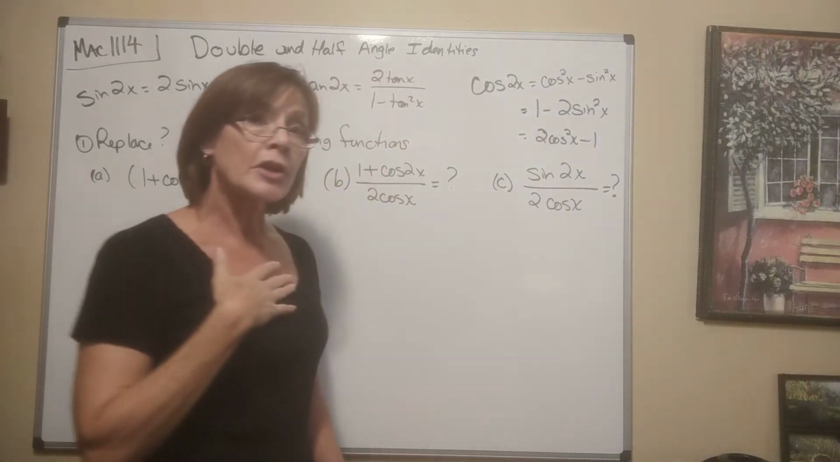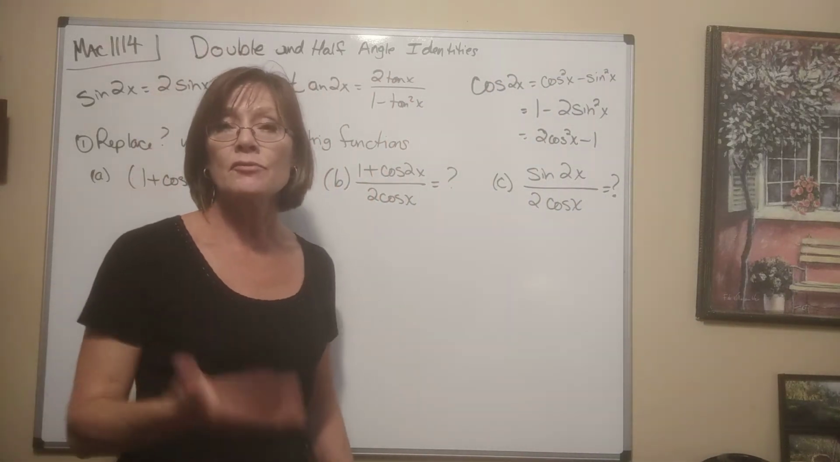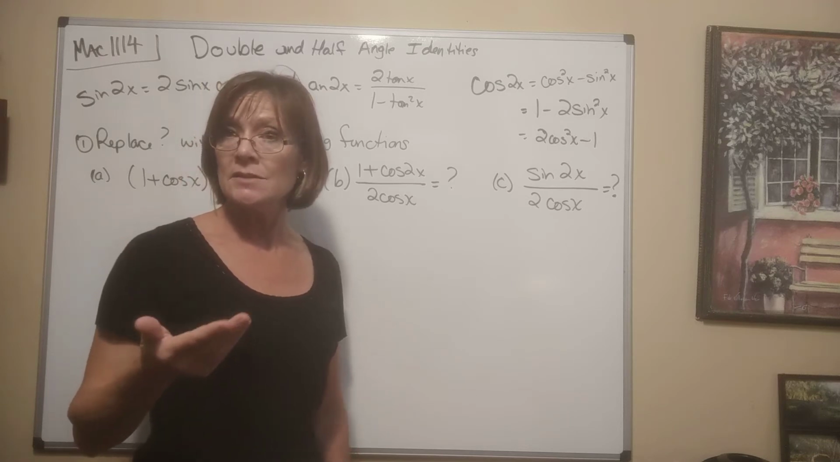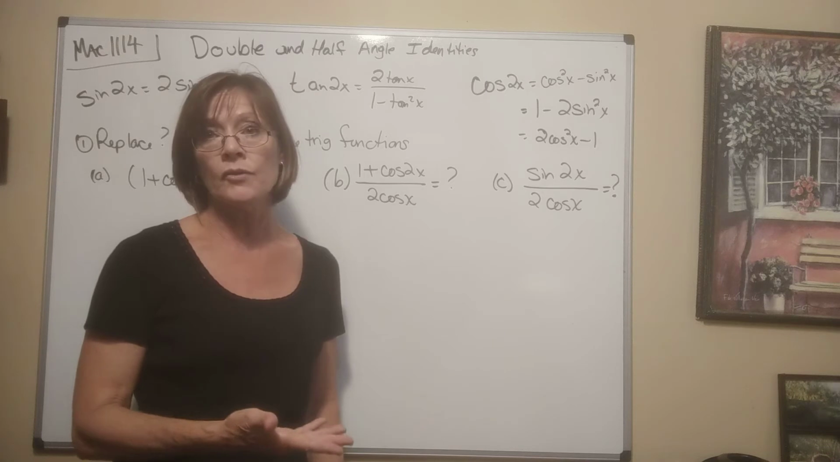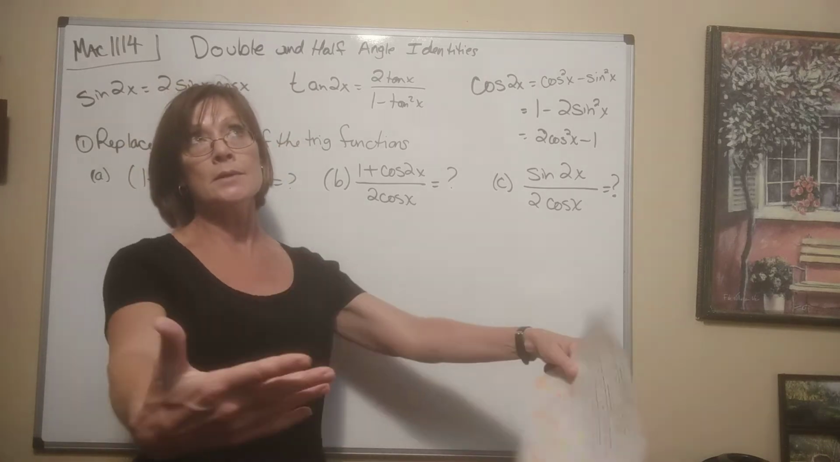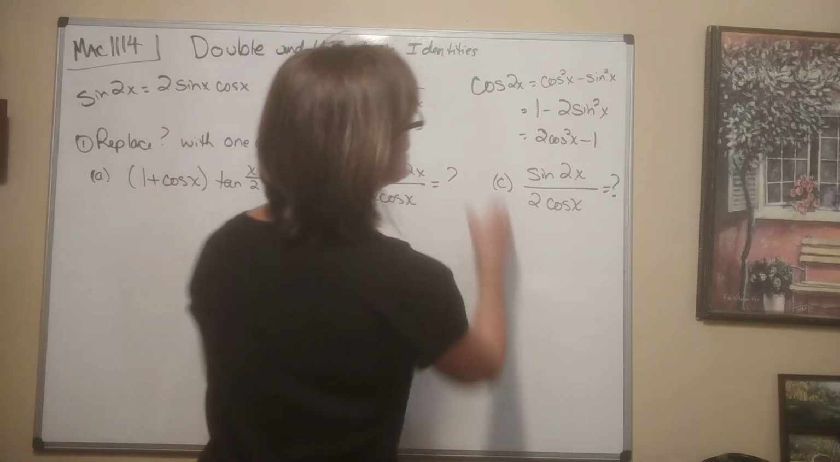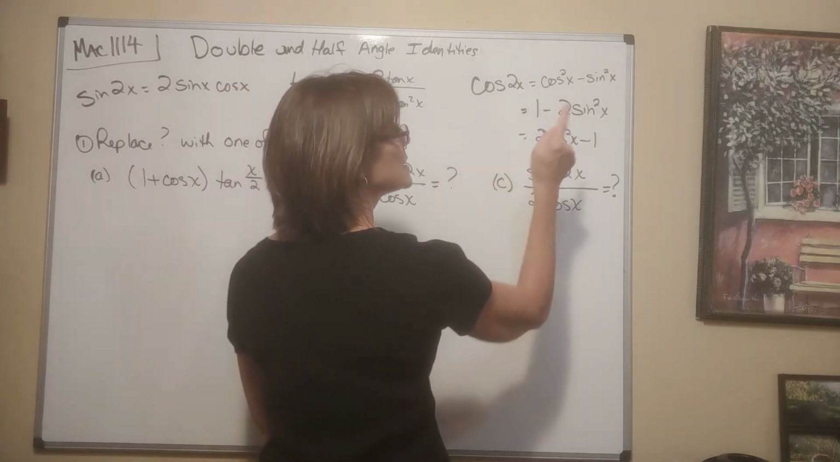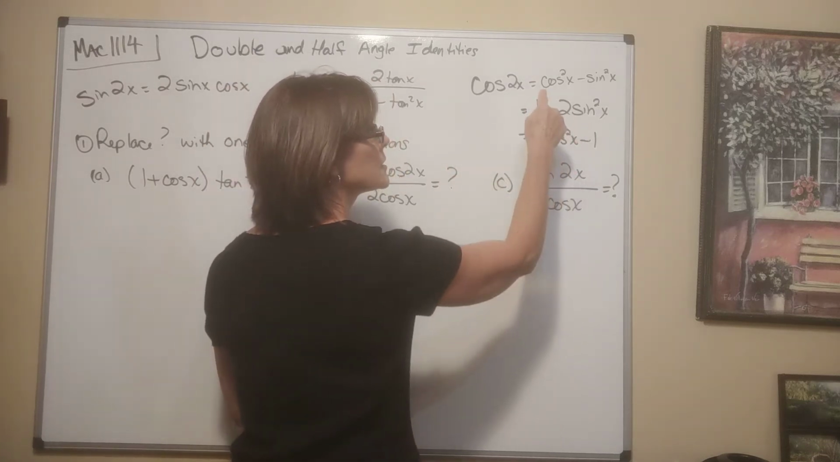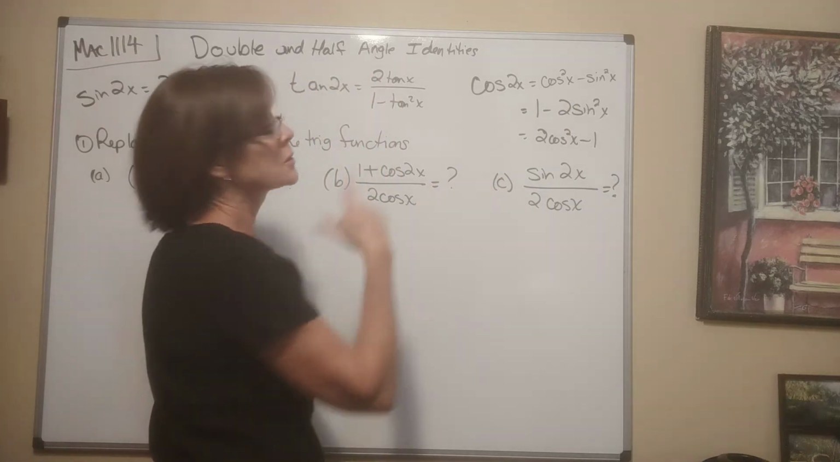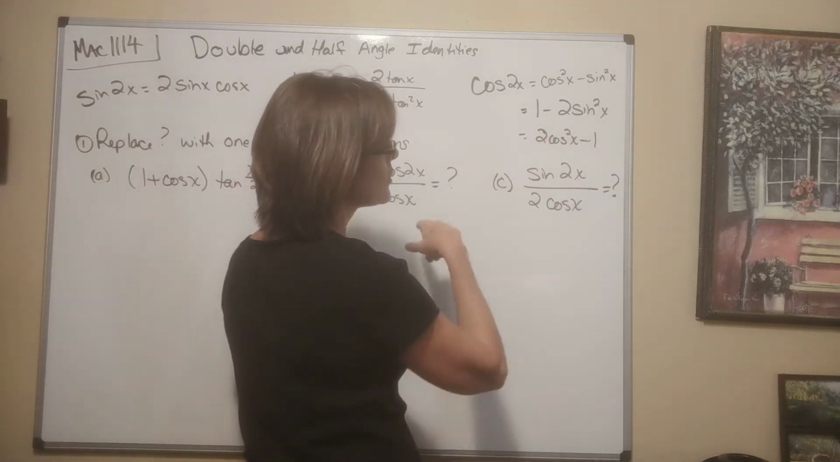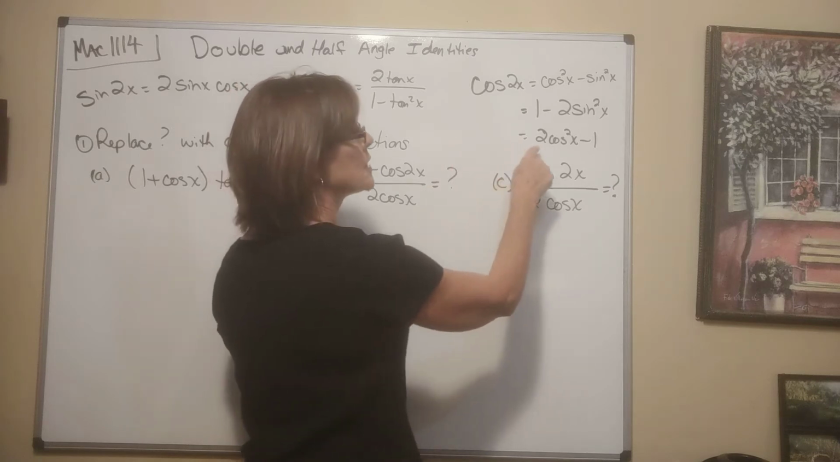The double angle for cosine, they have 3 identities for this, and we choose which one we want to use depending on which one is going to be helpful to getting whatever we want into the form that we want it to go into. So the cosine of 2x is defined to be cosine squared x minus sine squared x, or it's also equal to 1 minus 2 sine squared x, or it's also equal to 2 cosine squared x minus 1.